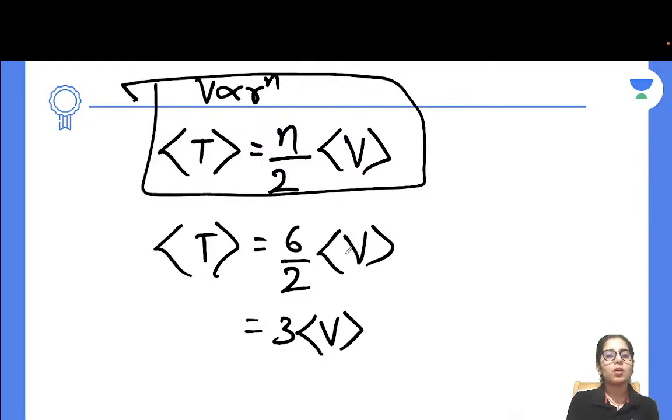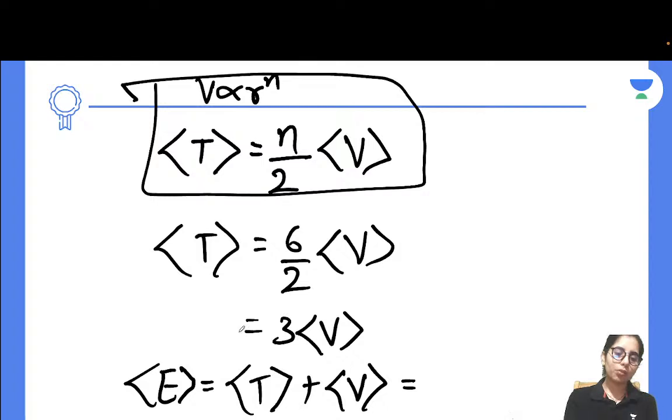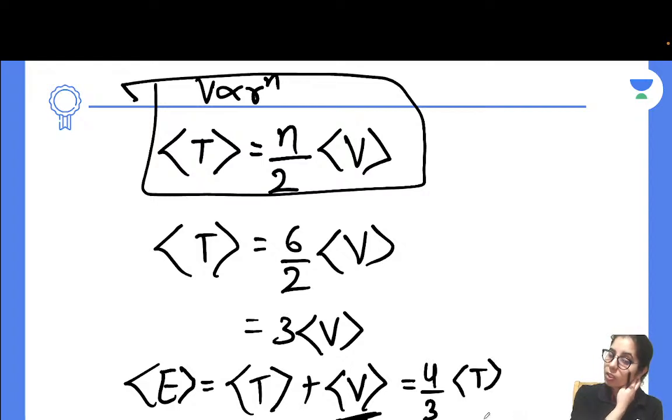Once you know this, if you have the potential dependency on R, you know how the average energies are related to each other. This is how average kinetic energy is equal to 3 times the average potential energy. And total energy is equal to kinetic plus potential. So the average potential will be 1/3 of the average kinetic. If I plug in 1/3 times average kinetic, it gives me 4/3 times average kinetic energy. So this is how total energy is related to the average kinetic energy.